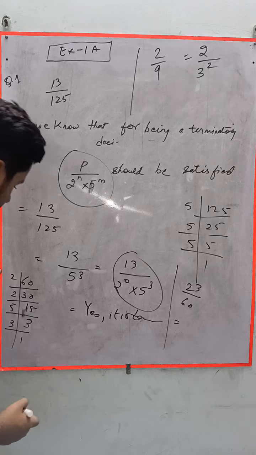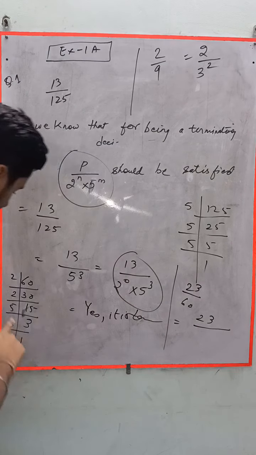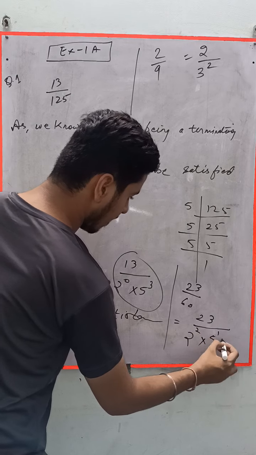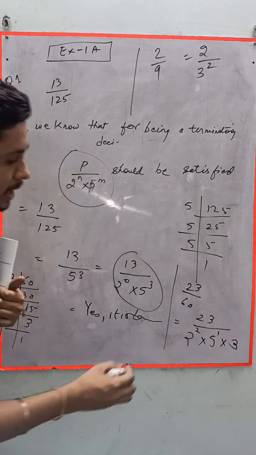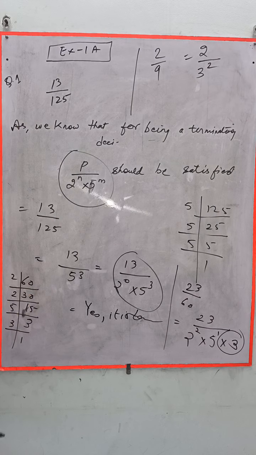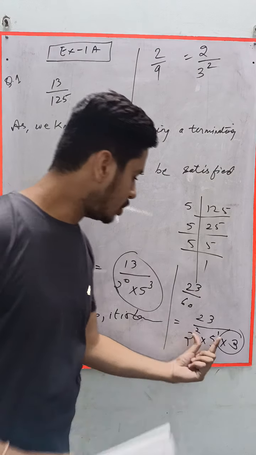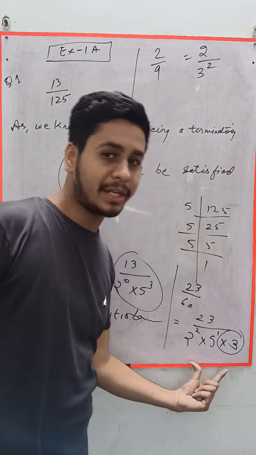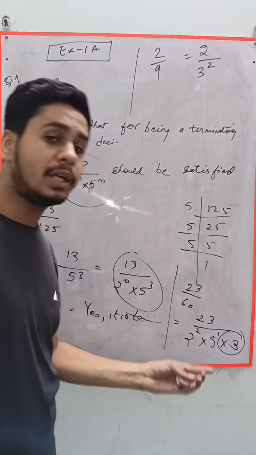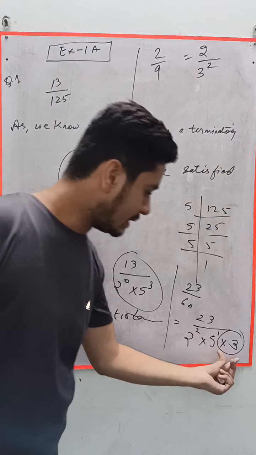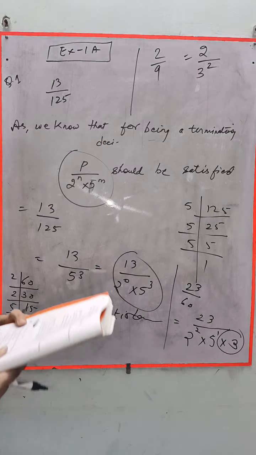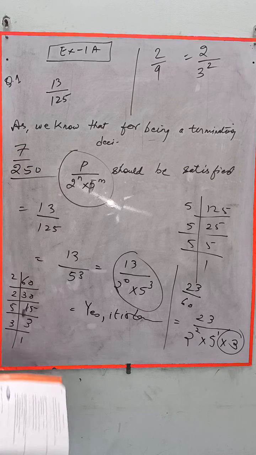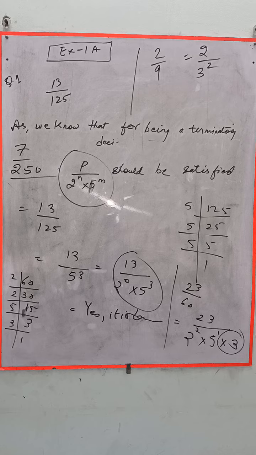So see, 23 upon 2 to the power 2 into 5 to the power 1 into 3. Now because of this 3, we will say it is not properly fitting into our formula. That is why it is non-terminating. It won't be the terminating one because this 3 is coming extra. Then the next question is 7 upon 250. So tell me, will it be terminating or non-terminating?